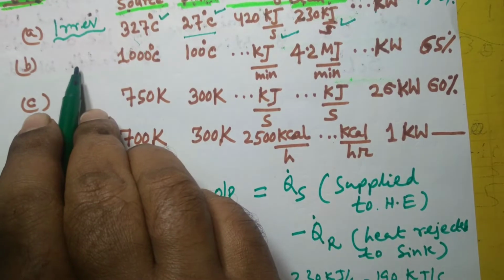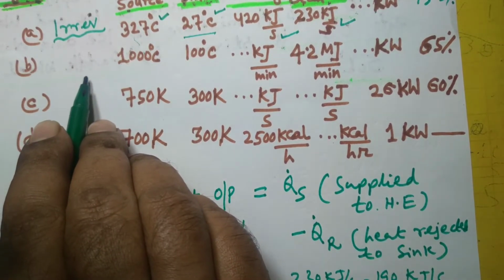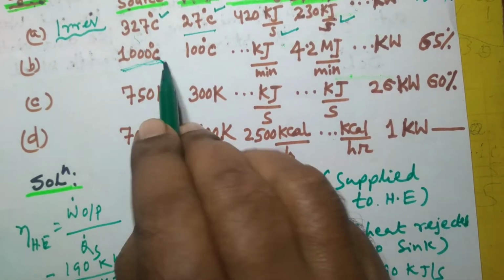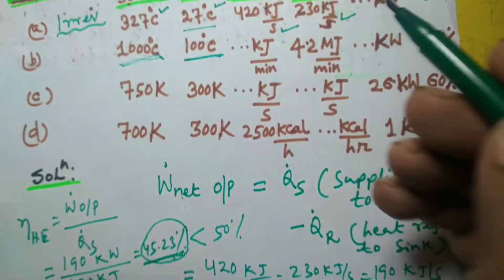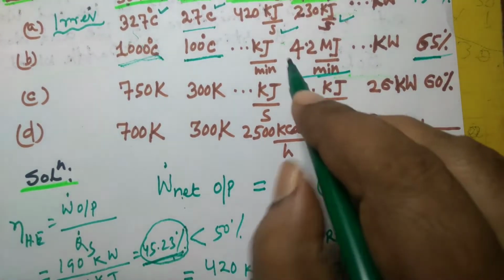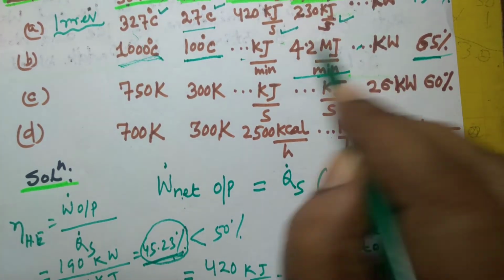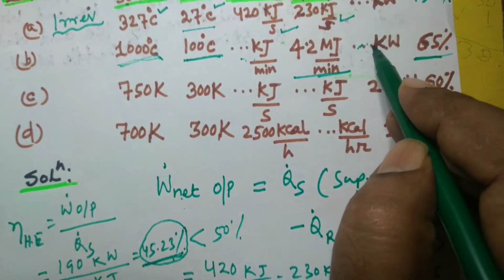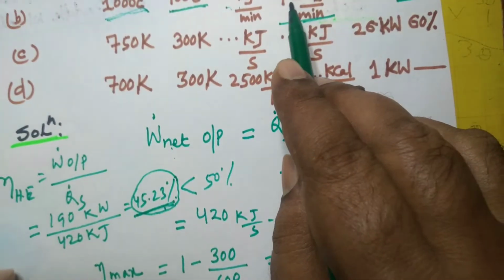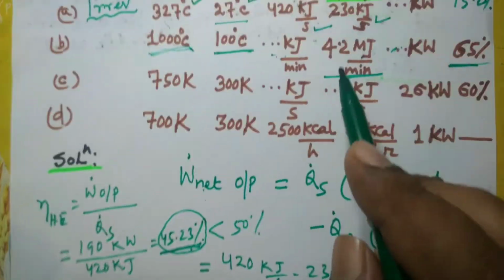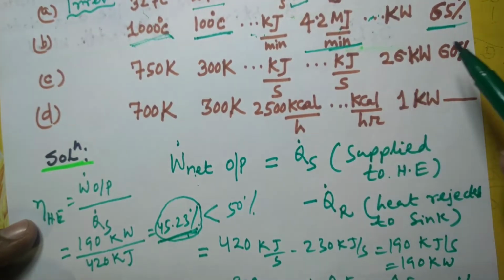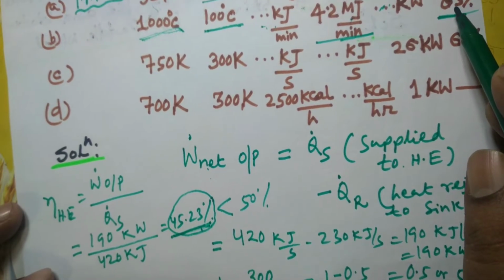So next is B. Here the source temperature is given, that is 1000 degrees Celsius, and the sink temperature is 100 degrees Celsius, and heat rejected is given and efficiency is given. So we have to find out these two terms: one is the heat supply and the other is the net work output. The first one is 4.2 megajoule per minute, and this we have to find out in terms of kilojoule per minute. So efficiency is 65%.